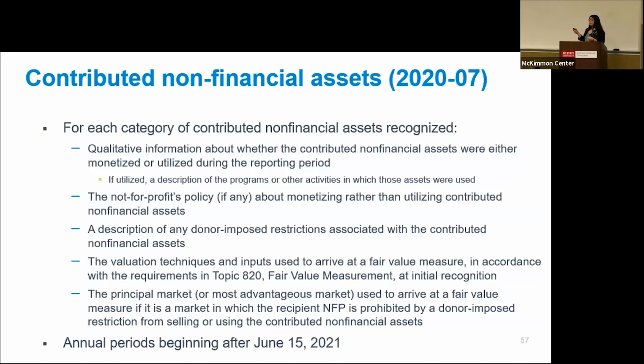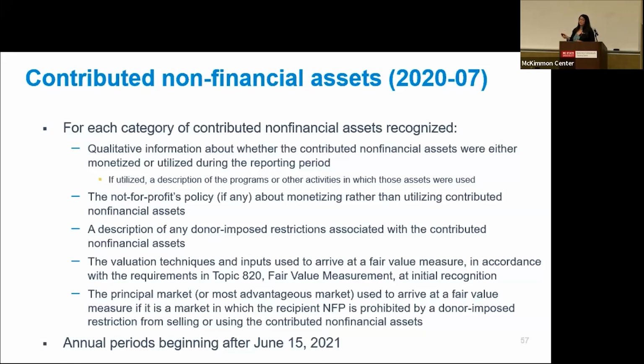The not-for-profit's policy, if any, that you have about liquidating or monetizing that contributed non-financial asset, rather than utilizing it. So maybe it's a time to step back and talk with your development office and internal management to see, do we have a policy for that? We might need to start looking at one. Because that is something that's going to need to be disclosed within the financials. A description of any donor imposed restrictions. So with any other donor restriction contributions that you receive for non-financial contribution assets, you're going to want to disclose whether or not it does have donor restrictions on it.